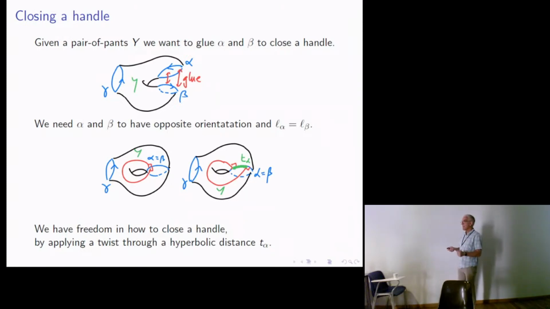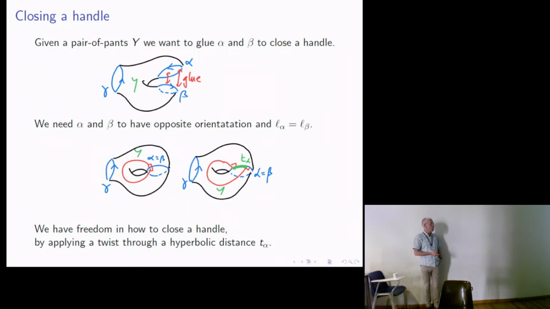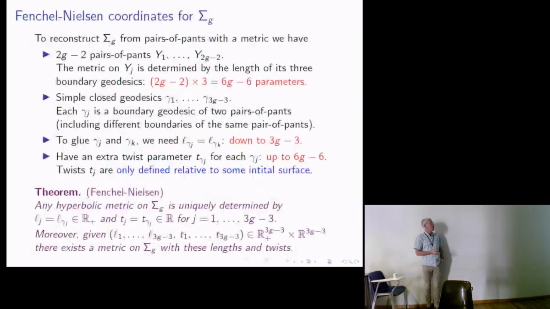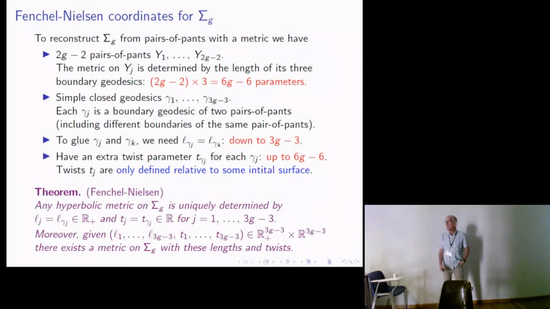The key fact is that the hyperbolic lengths are intrinsic. The twists are always relative to some initial choice that I have made once and for all. You may choose it so that all of the orthogonals nicely meet, or you can choose it however you like, but the twist is always relative to some initial thing. So you can't just read off the twist so easily from the group. Good. So that's all the ingredients of Fenchel-Nielsen.